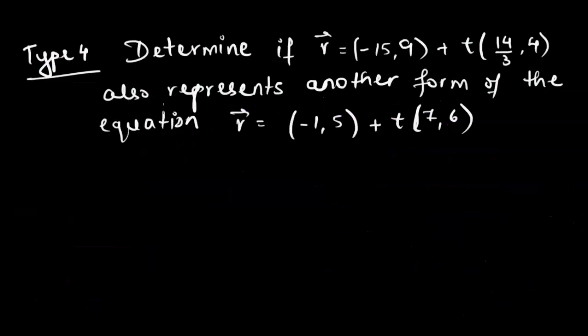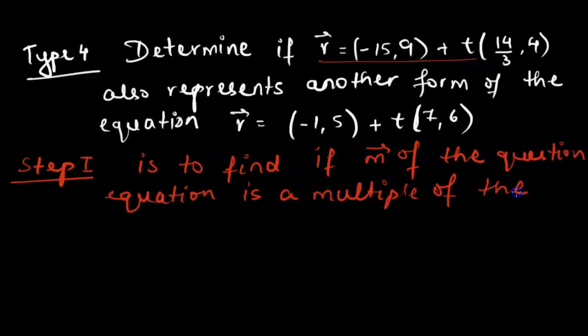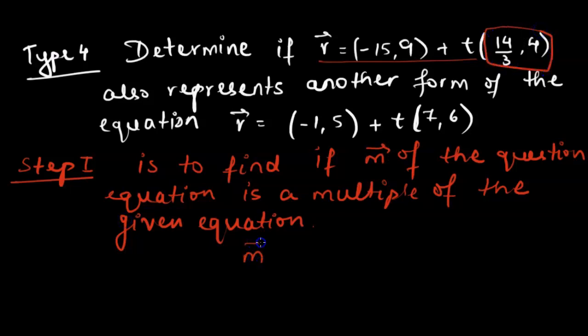Next type of question, type 4, asks us to determine if the equation r = (-15, 9) + t(14/3, 4) also represents another form of this equation. In order to do this type of question, these are the steps that you would follow. Step 1 is to find if the direction vector of the question equation is a multiple of the given equation's direction vector. So the question equation's direction vector is m = (14/3, 4), and we have to figure out if this direction vector is a multiple of the given direction vector.